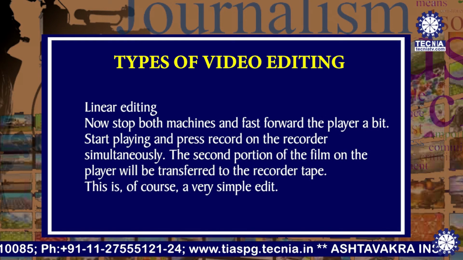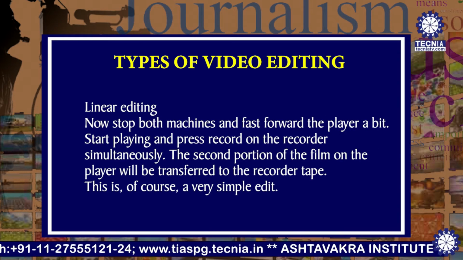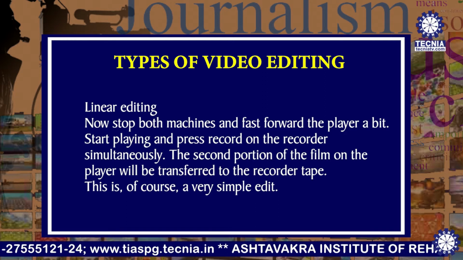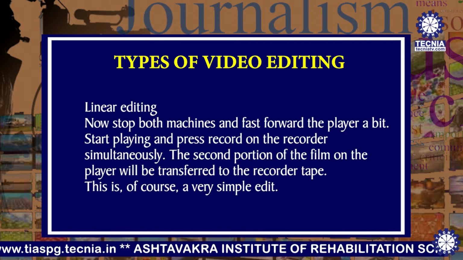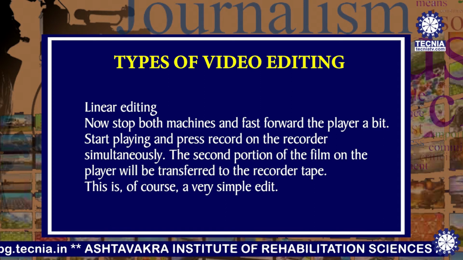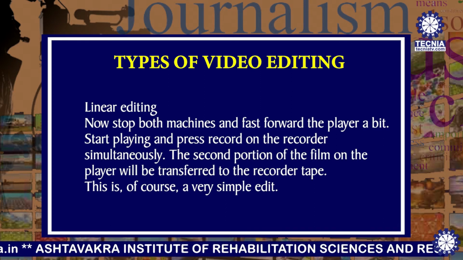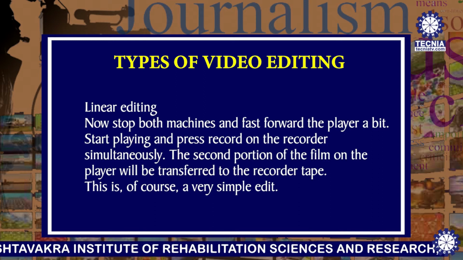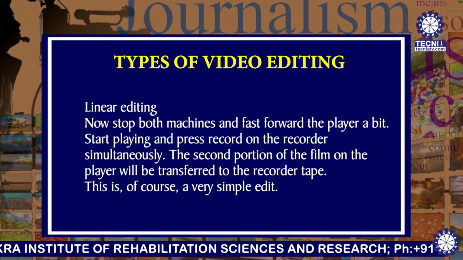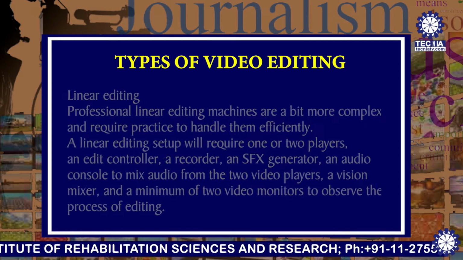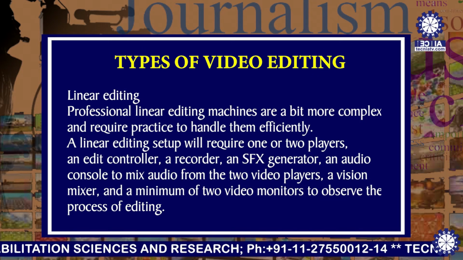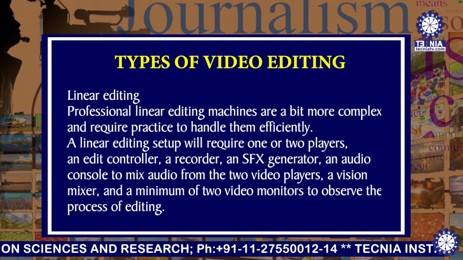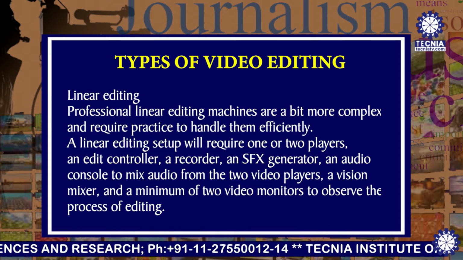Now stop both machines and fast forward the player a bit. Start playing and press record on the recorder simultaneously. The second portion of the film on the player will be transferred to the recorder tape. This is of course a very simple edit. Professional linear editing machines are a bit more complex and require practice to handle them efficiently.